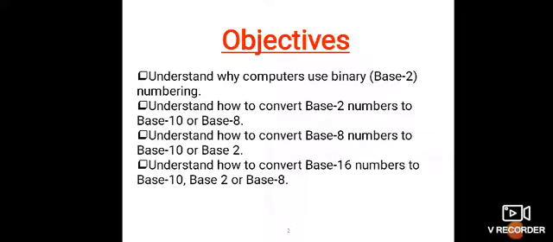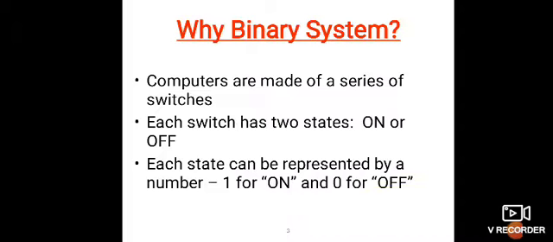The objectives for the number system are to understand why computers use binary base 2 numbering, understand how to convert base 2 numbers to base 10 or base 8, understand how to convert base 8 numbers to base 10 or base 2, and understand how to convert base 16 numbers, that is hexadecimal numbers, to base 10, that is the decimal number system, and then to the binary number system, and then to the octal number system.